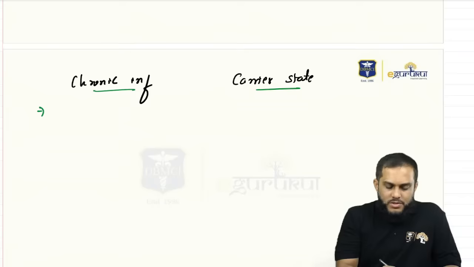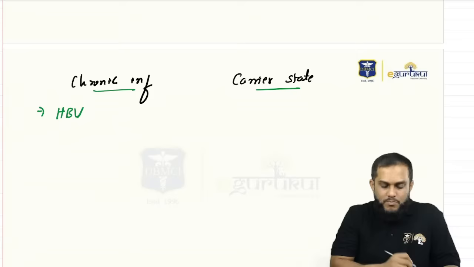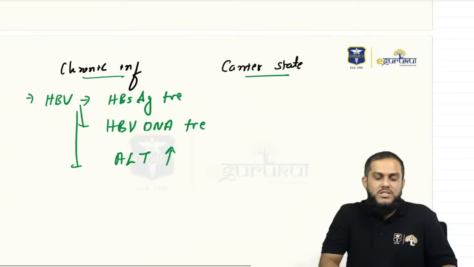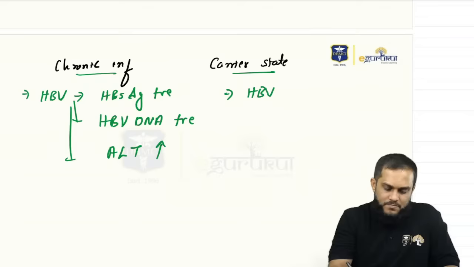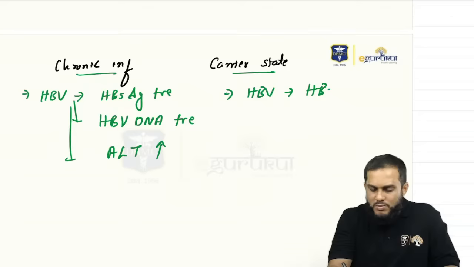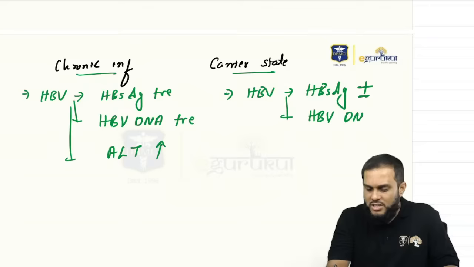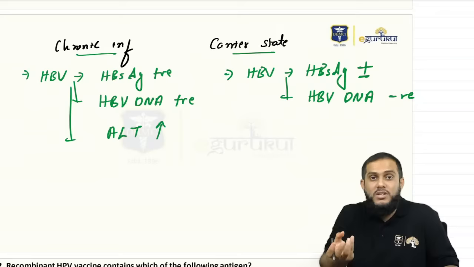Sir, chronic infection. Organism will be there. Hepatitis B virus will be there. Because hepatitis B virus will be there, HBsAg positive, HBV DNA positive, and ALT will be more. That is liver enzymes. In carrier state, hepatitis B virus will be there, but it is in very low number. That's why HBsAg is usually positive, but sometimes it may be negative. HBV DNA, sir, it is always negative. It is there, but very low in number. That's why not detectable. Sir, ALT is normal.